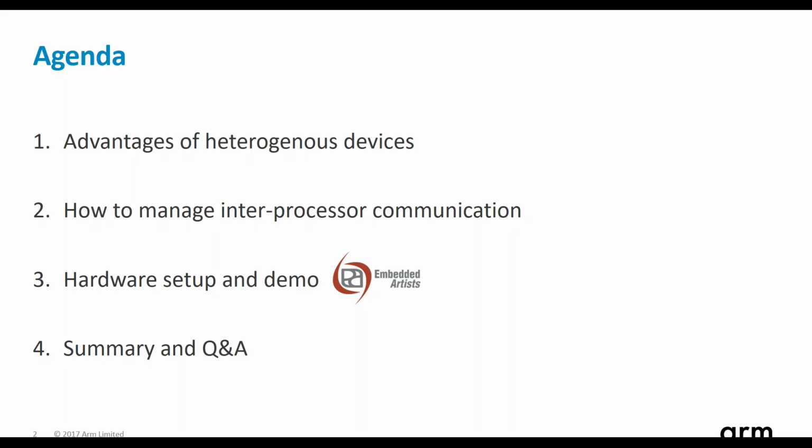So today I'm going to talk about heterogeneous devices in general. What are the advantages, and why do we have heterogeneous devices? Then I'm going to go a bit in depth about inter-processor communication, which is the main topic of this webinar. We're going to look at the hardware setup I have here, and then we're going to give a brief demo of how you can debug and do inter-processor communication. And at the end, we're going to have a summary and some time for questions and answers.